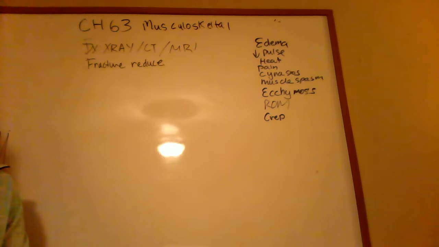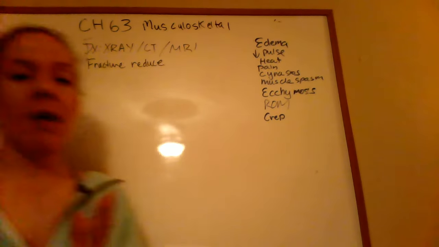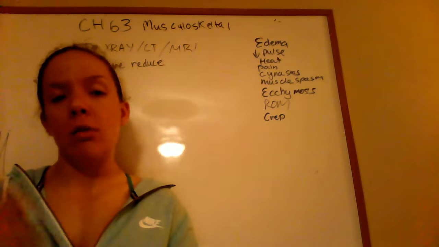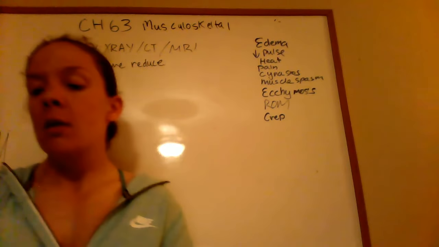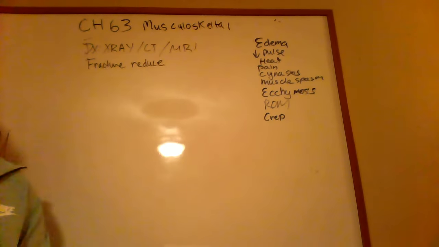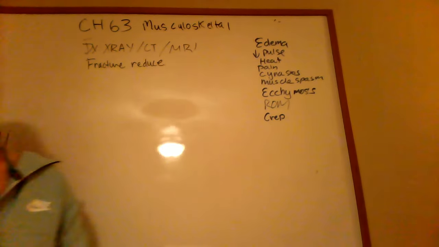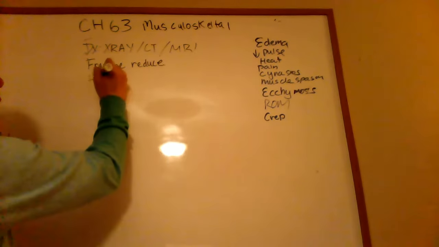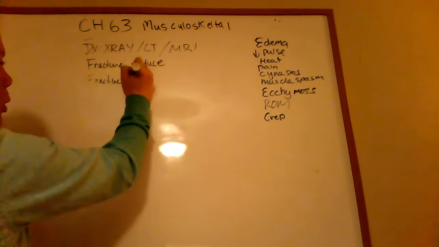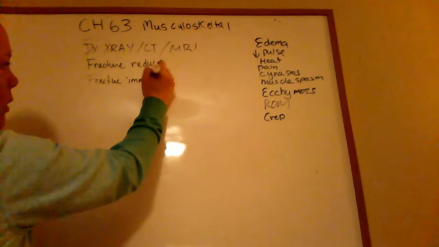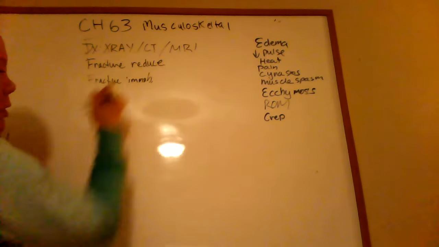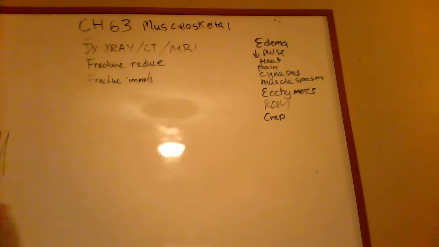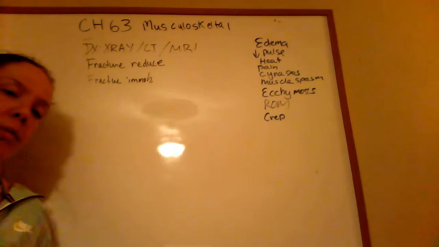Fracture immobilization. Obviously, if I want to immobilize something, I can use a wrap, I can use a splint, I can use a cast. Those are just the immobilizing ways, or fixation. Let's talk about, I'll write this down. Fracture immobilization. I mean, these are pretty obvious. Casts, splints, wraps, things of that nature. Anything to immobilize the joint, and usually it's immobilized above and below the site.